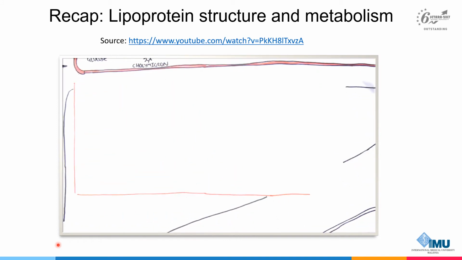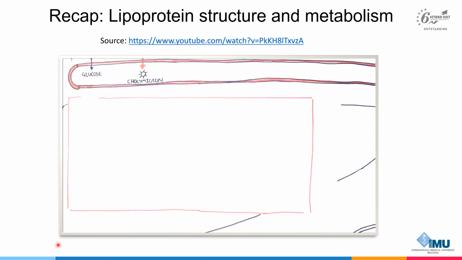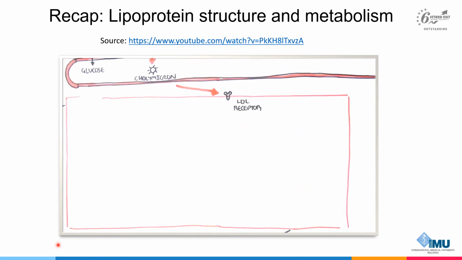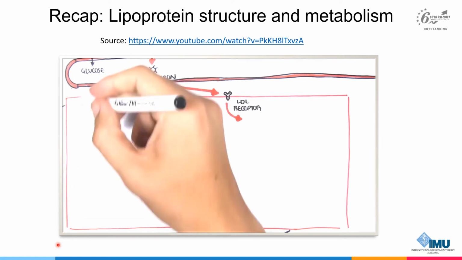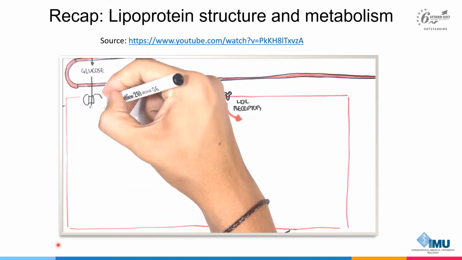So here we have the liver. The chylomicrons will bind onto LDL receptors and will be brought into the hepatic cells. Okay, let us leave the chylomicrons and look at the other lipoproteins. And in order to do this, we have to start where we left off with glucose. So here we have glucose. The liver also receives the glucose that we absorbed earlier.